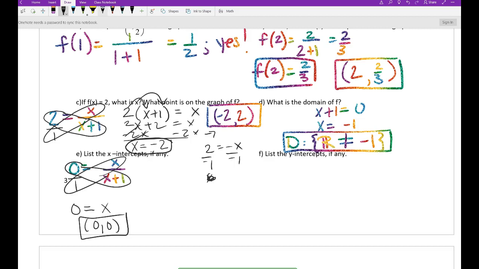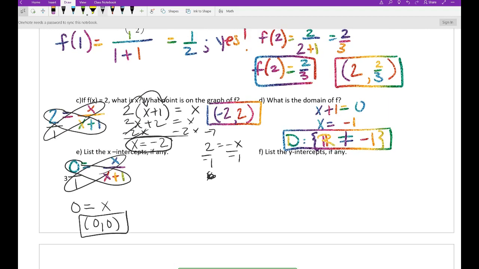Okay. Last one of the day. List the y-intercept, if any. Y-intercept is when x is 0. So y equals 0 divided by 0 plus 1, which is 0. So the y-intercept happens to be the same location as the x-intercept. And I'm going to stop right here.